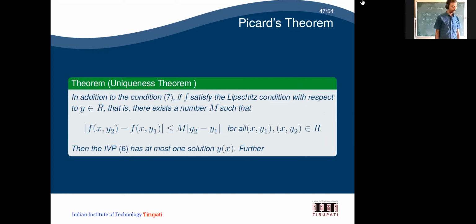Now, what does Picard's theorem say? You impose some more conditions. Either you assume the partial derivative is continuous, or you go for the Lipschitz condition. Either you take the partial derivative or the Lipschitz condition. The Lipschitz condition is a little bit weaker, whereas the partial derivative condition is a little bit stronger. The Lipschitz condition we take with respect to y. In that case, you will get at most one solution, which means you get a unique solution. This is the uniqueness theorem.